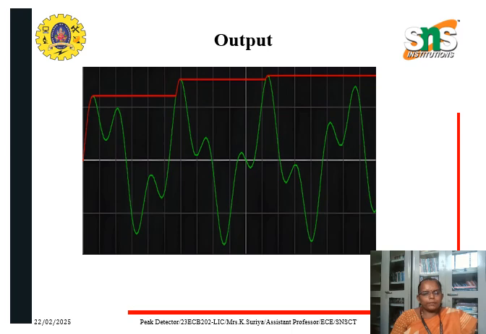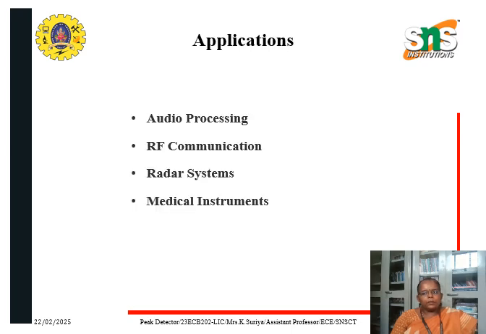An operational amplifier can be incorporated into a peak detector circuit to enhance its performance. The op-amp based peak detector offers high precision and faster response times. So it acts as a buffer and improves the stability of the circuit. So some of the applications are it is used in audio processing, RF communication, radar systems, and medical instruments.